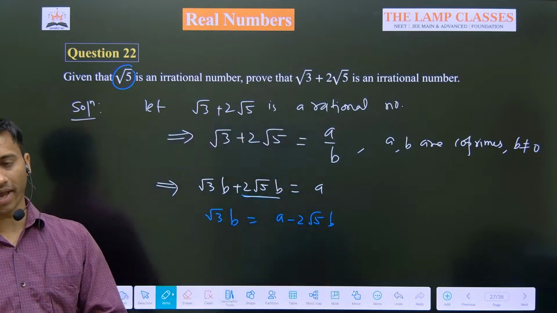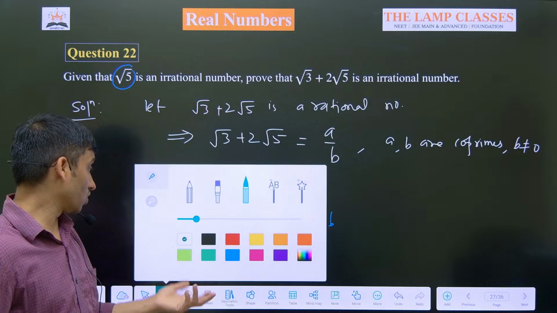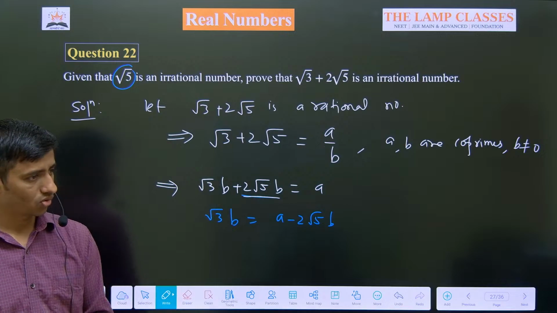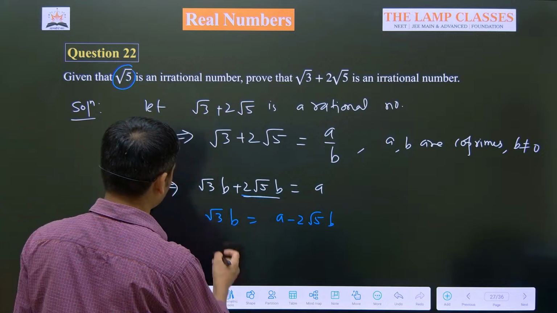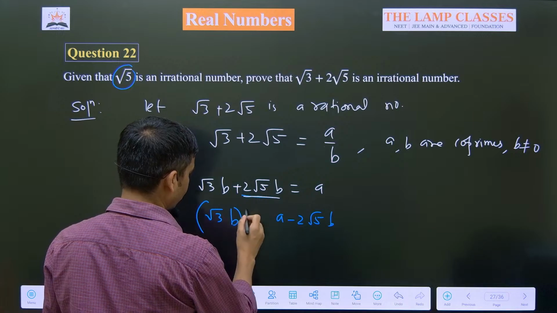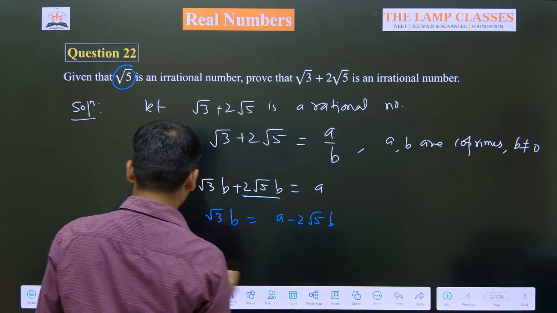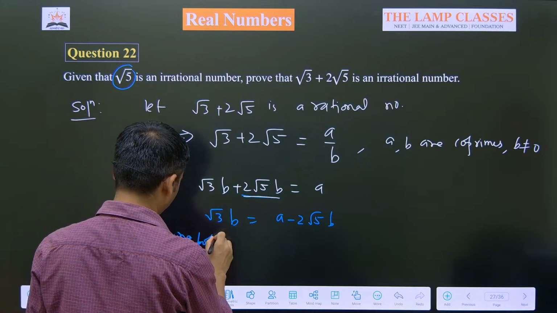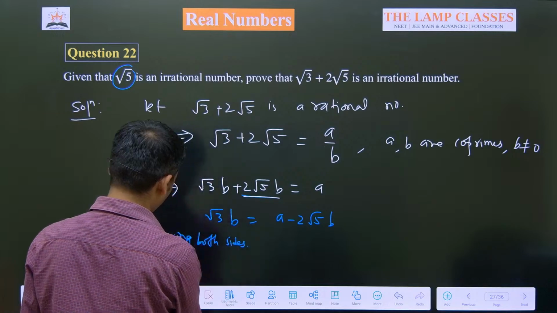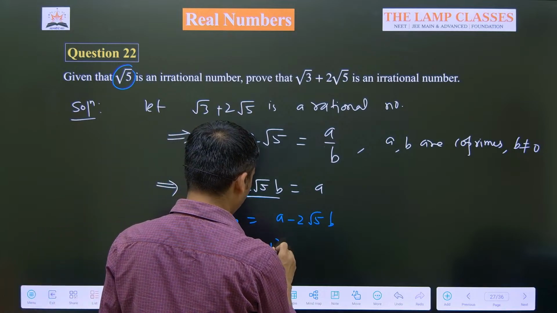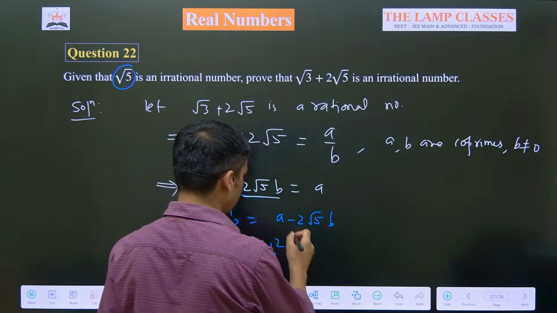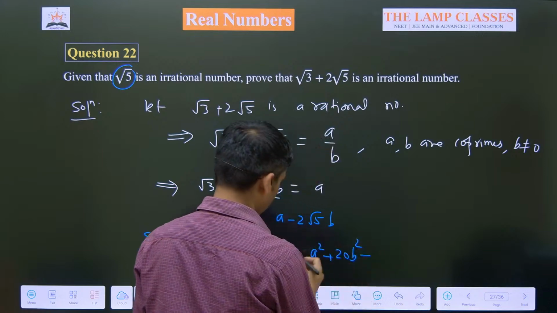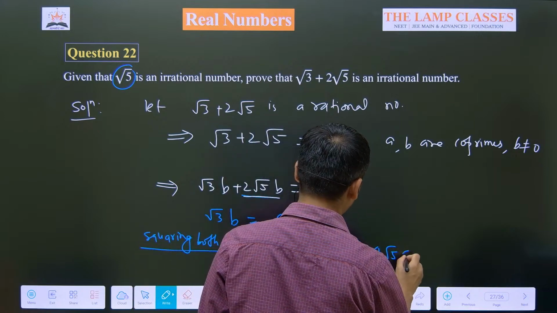And now we will square it. Don't be in a hurry to square, because whenever we see a rational number question, we immediately think of squaring. So think a little before you square it. Square both the sides now. Squaring both sides, the left hand side is 3b square, and on the right side a minus 2 root 5 b the whole square we have to apply, which is a square plus 20b square minus 4 root 5 ab.